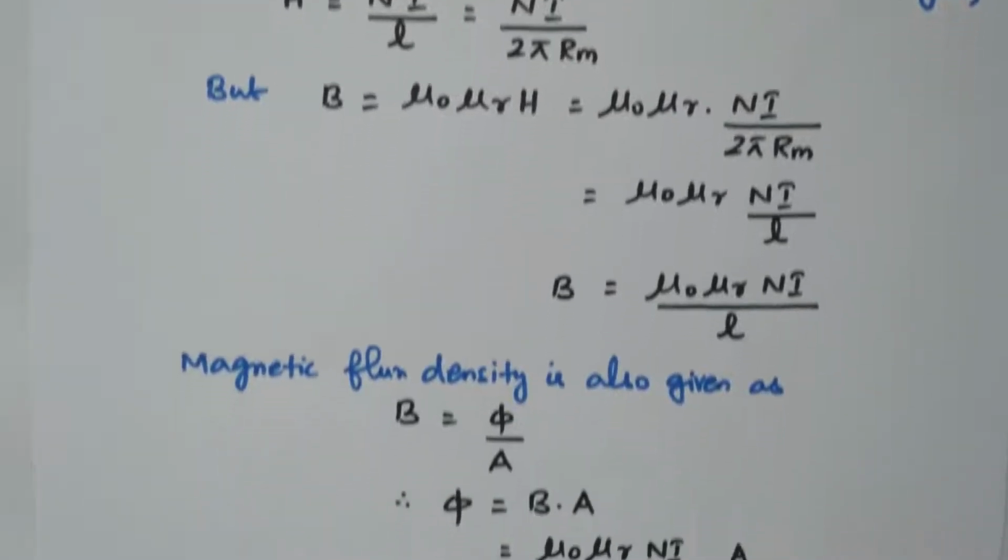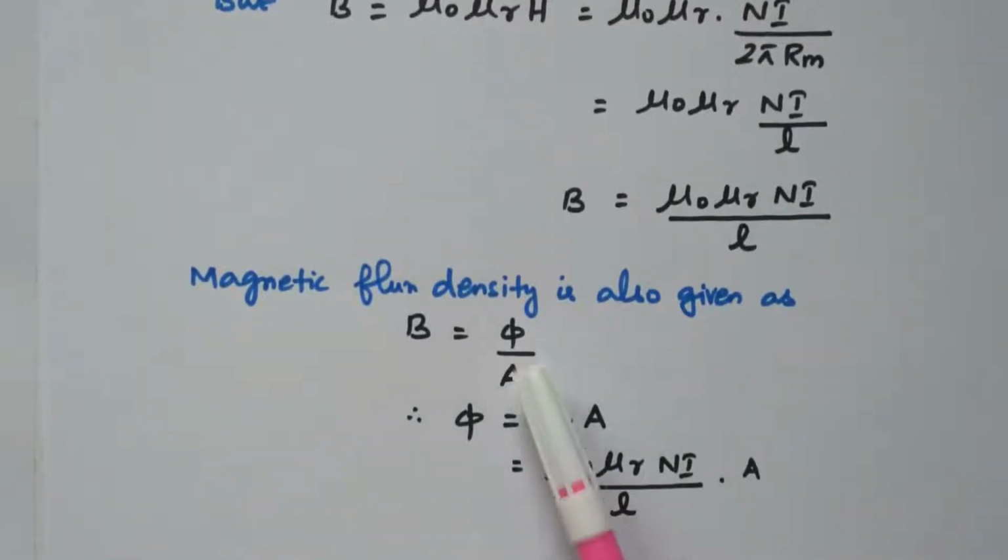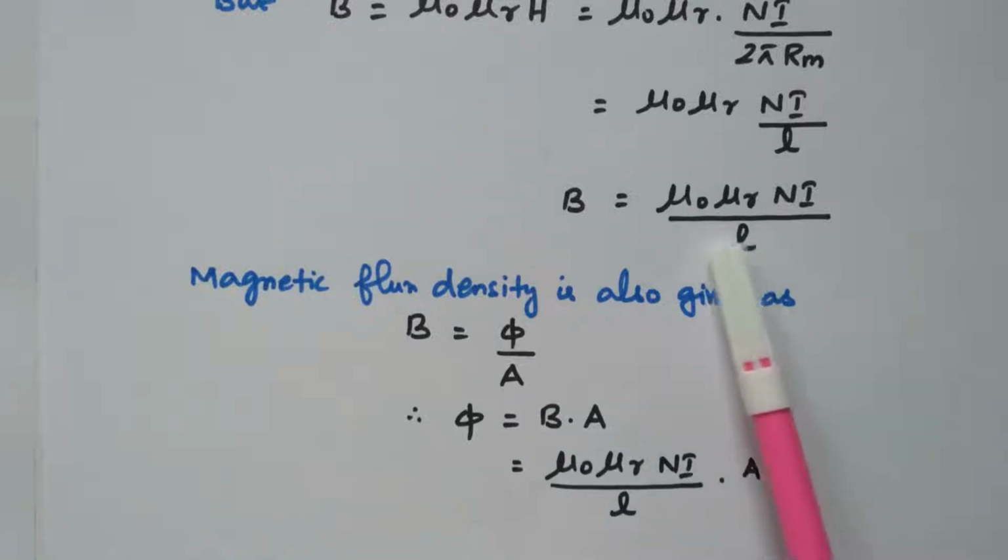The magnetic flux density is also given in another form, phi by A. This is a normal definition: magnetic flux density is nothing but magnetic flux per unit area. Cross multiplying, phi equal to B into A. B we already calculated, so we substitute it here: mu naught mu r Ni divided by L, into A. So we got the expression for phi by multiplying B into A. B is already available here, that is substituted. We got this value. Now we'll go for further simplification.